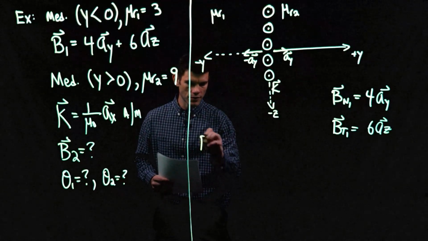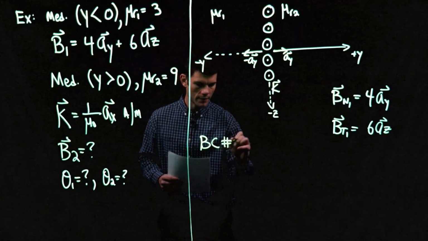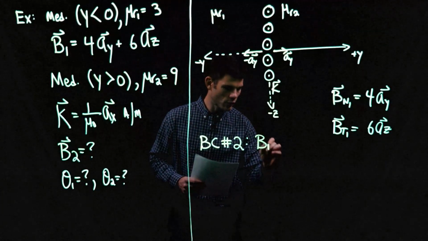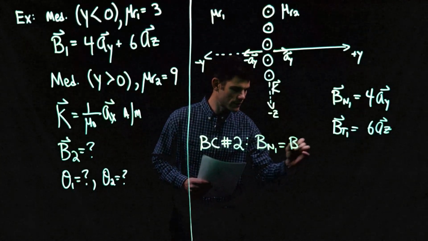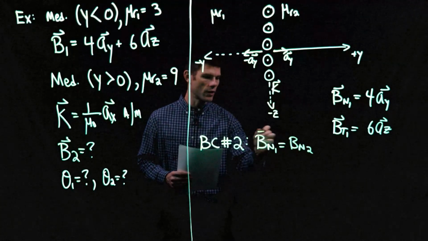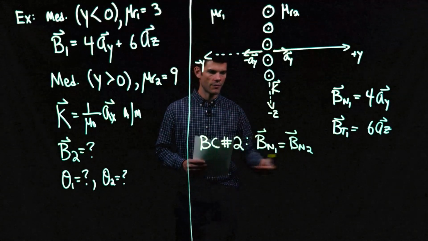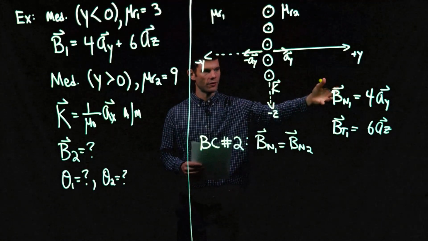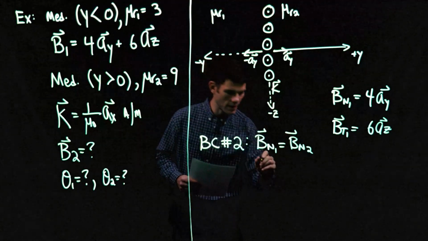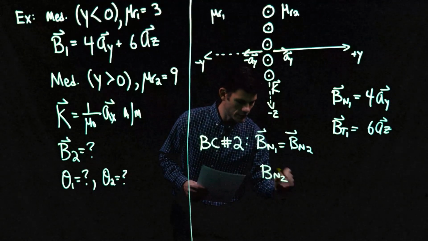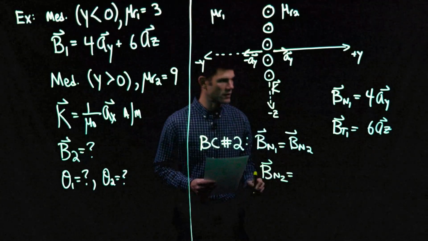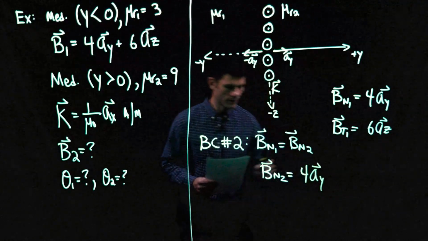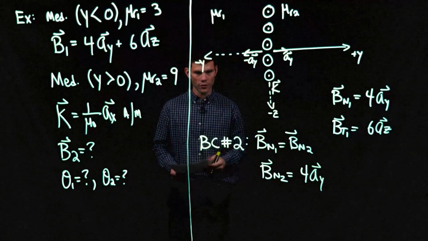So boundary condition, I'll say BC number 2, and that simply says that the normal components for both vectors have to be equal to each other. So we already know what the normal component for B1 is, so we simply can say that Bn2 is going to be equal to that. So we'll just say that that's equal to 4ay. Okay? So the first thing we did is we found out what the normal component is.